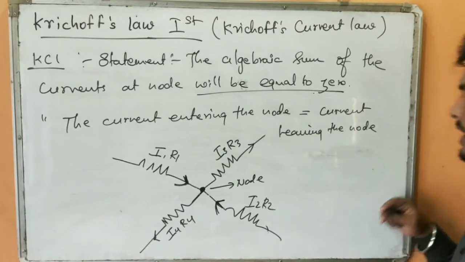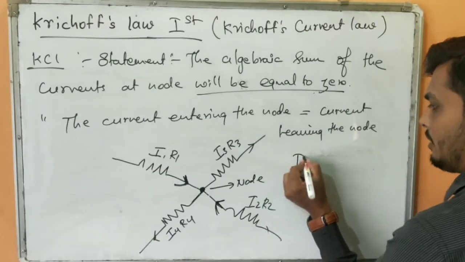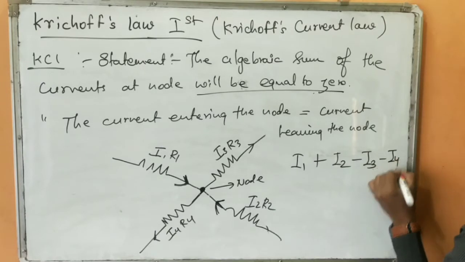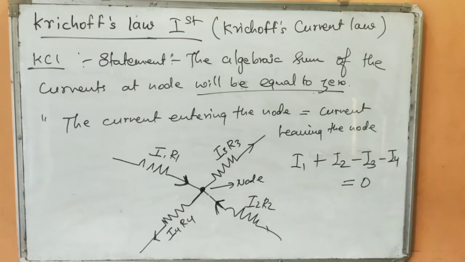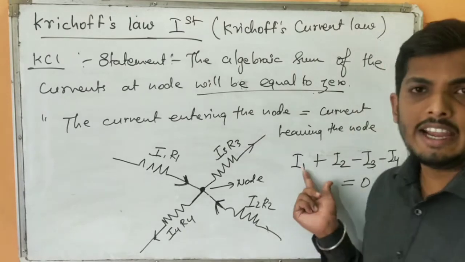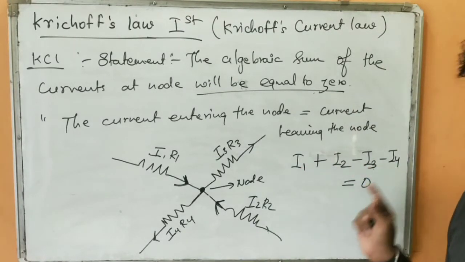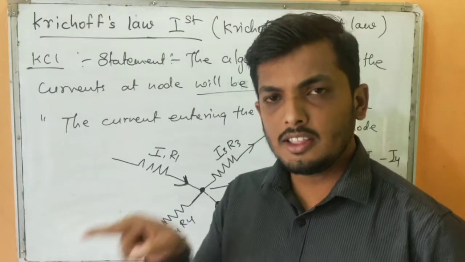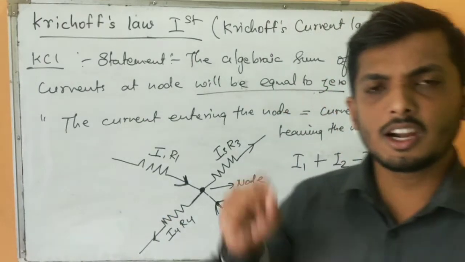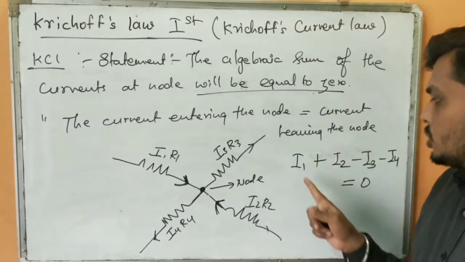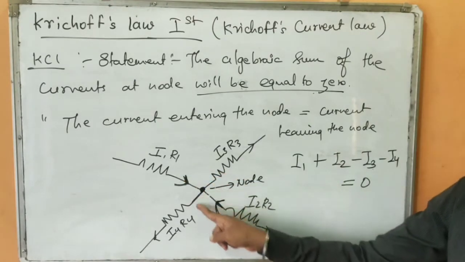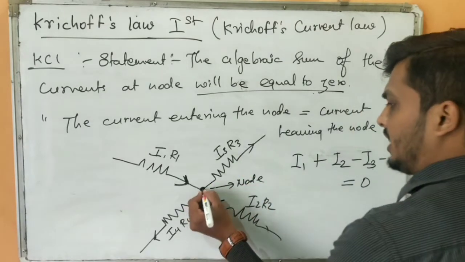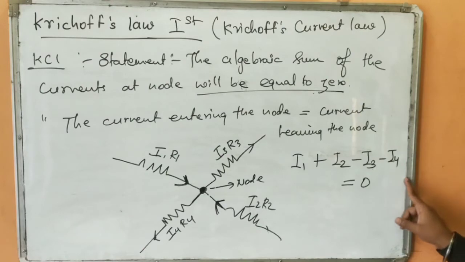So we have to apply the sign conventions. I1 plus I2 minus I3 minus I4 will be equal to 0. Look here, I1 and I2 are entering the node, and I3 and I4 are leaving the node, so I am taking them as negative. If any conductor is carrying current in the direction of the node, take it as positive. If any conductor is leaving the node, take it as negative. Here I1 and I2 are going towards the node, look at the arrow mark, and I3 and I4 are leaving the node. So the net current at this point will be 0 according to Kirchhoff's law.